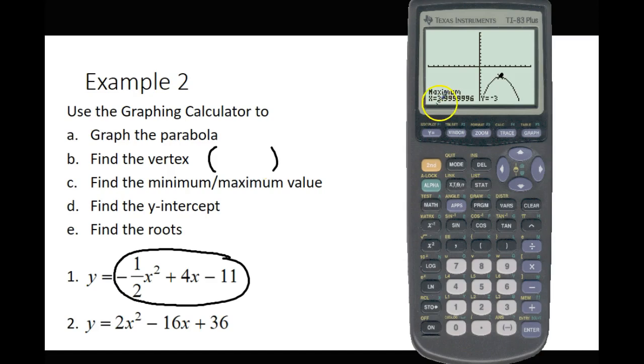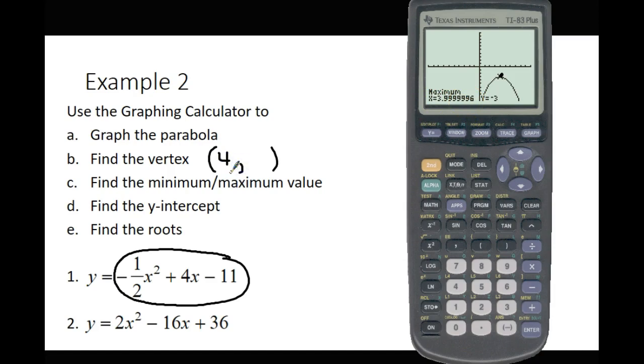It says 3.9999, which means basically my x value is what? It's 4. We're just going to say 4. And calculators do that. They get close to the right value because that's how they figure things out. So we have to sometimes fix it. If it says 3.999, we know that means 4, okay?